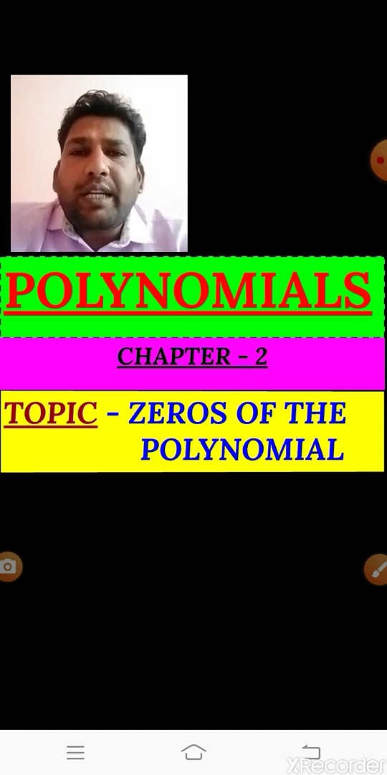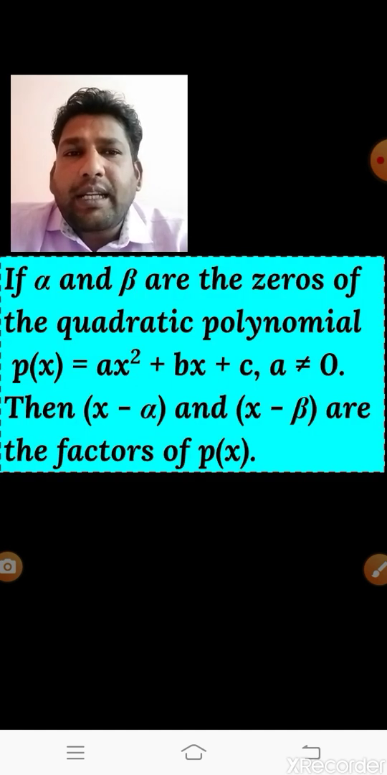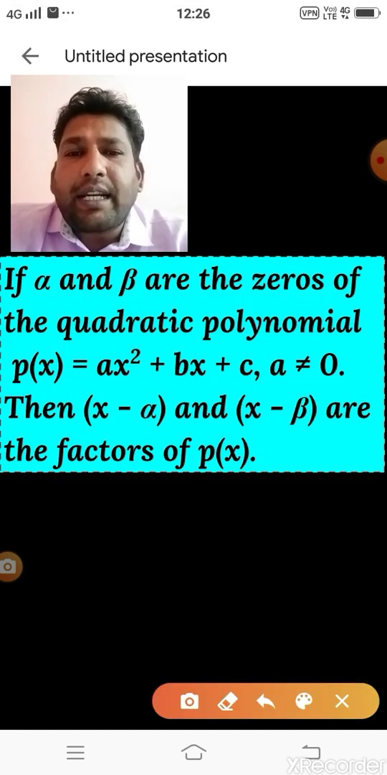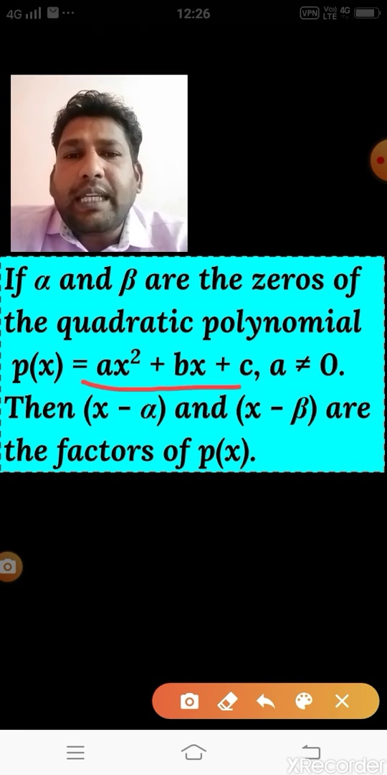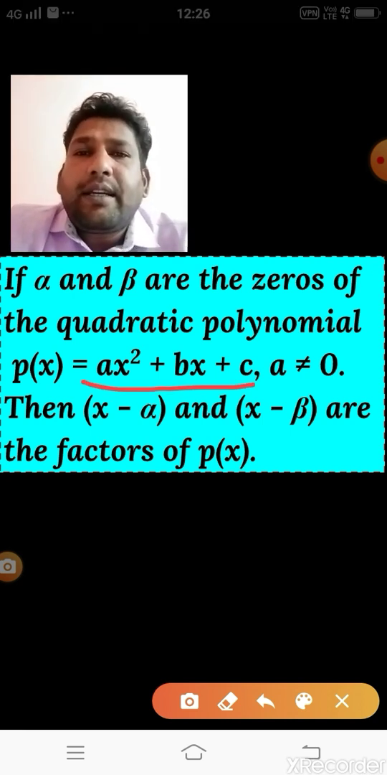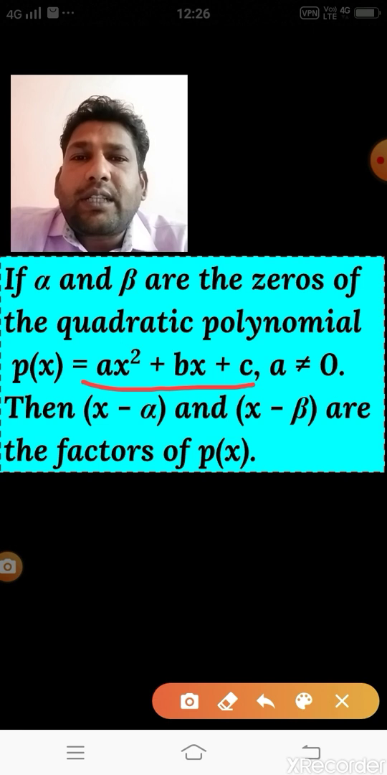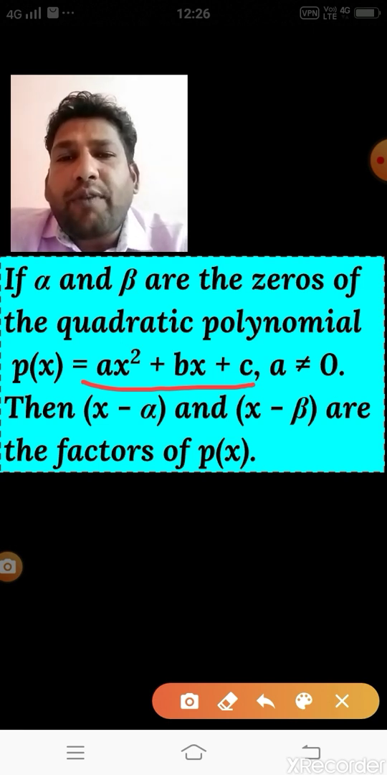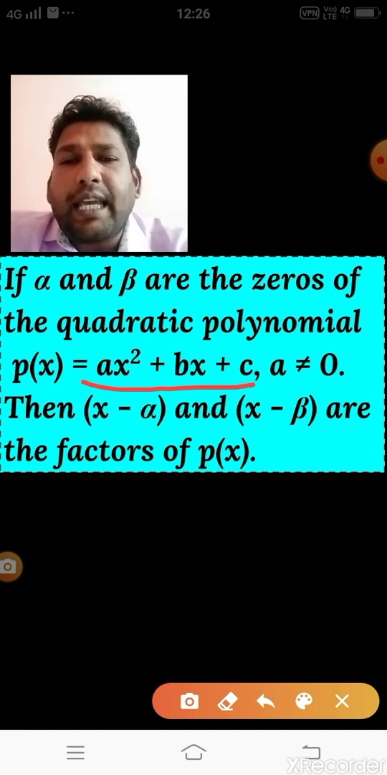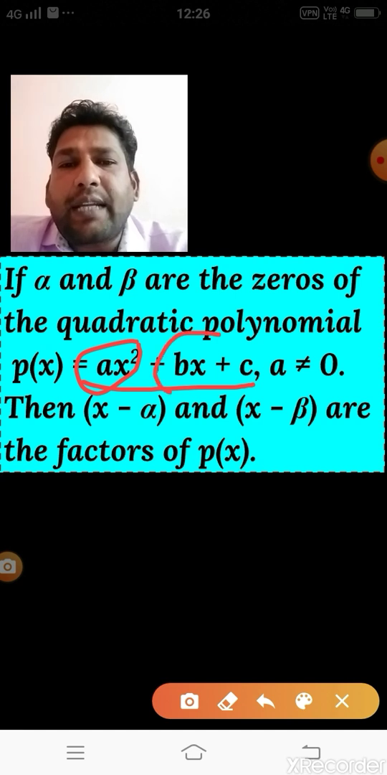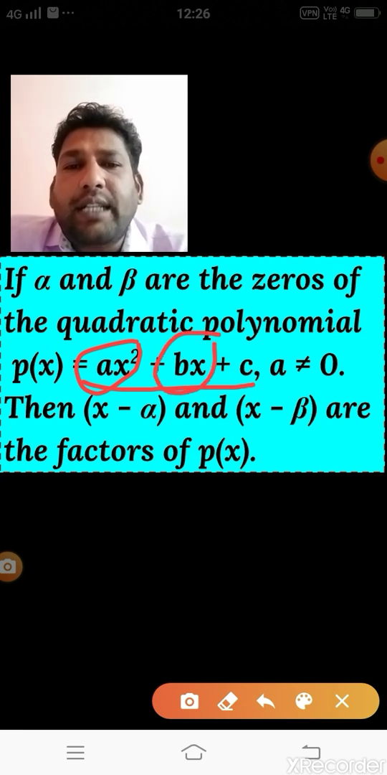What we know about quadratic polynomials? The quadratic polynomials are those having degree 2. If you are considering a quadratic polynomial as ax square plus bx plus c, here we are getting the degree 2. For this reason, this is a quadratic polynomial. And the coefficient of x square you are observing here is a, the coefficient of x is b, and the constant term is c.